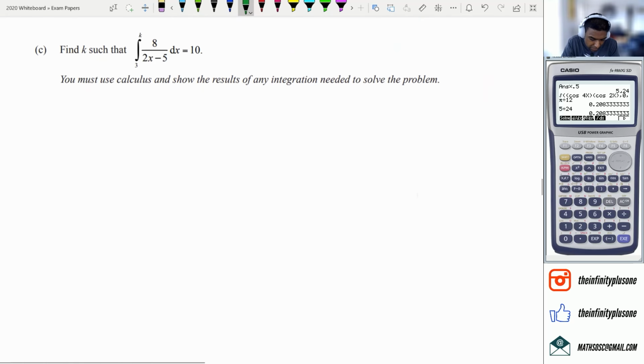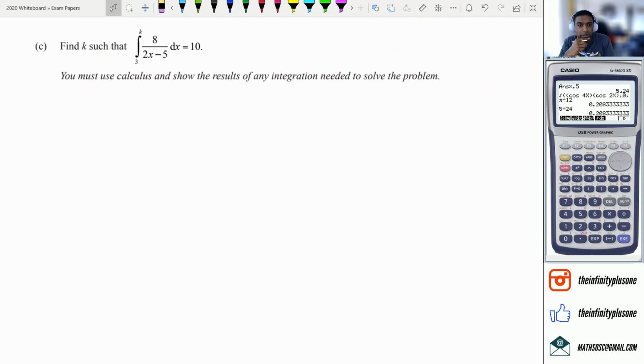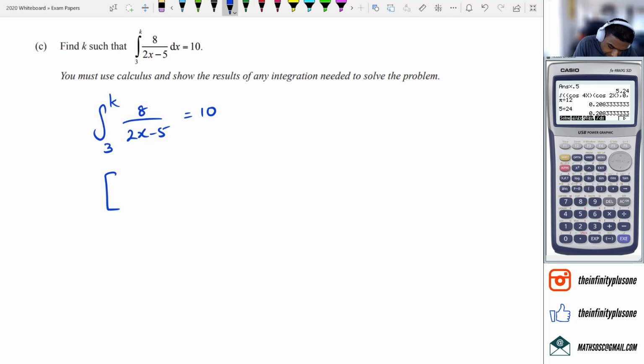All right, let's go to question C. With question C, what we have here is find k so that this is equal to blah, blah, blah. So what we're going to do is integrate this. Now, the key thing is that looking at the denominator, you've got x in the denominator, which means this is going to be ln. So we're going to integrate this, and we're going to get 8 ln of 2x minus 5. And of course, you've got to divide by the differentiation of whatever's inside this bracket. In this case, it's going to be 2. And that's all between k and 3.